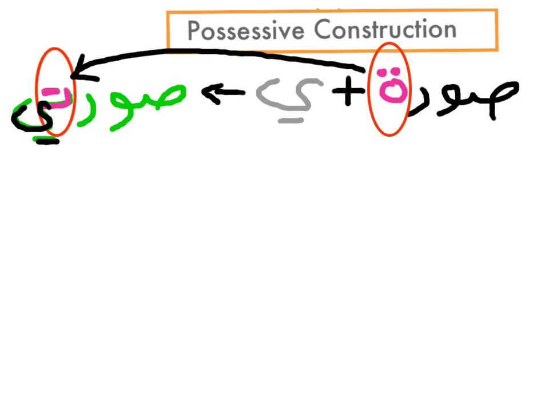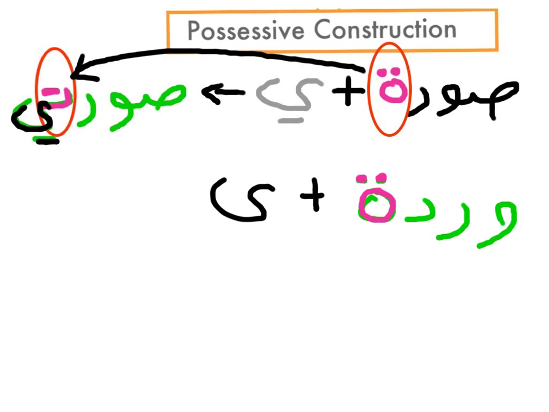The next example is the word warda. And ta marbuta at the end means feminine. When we add possessive ya to this word, it becomes wardati, my flower. Here you see ta marbuta is written as ta.